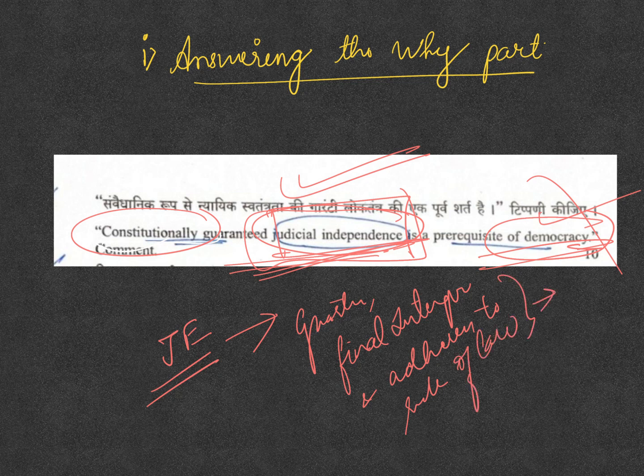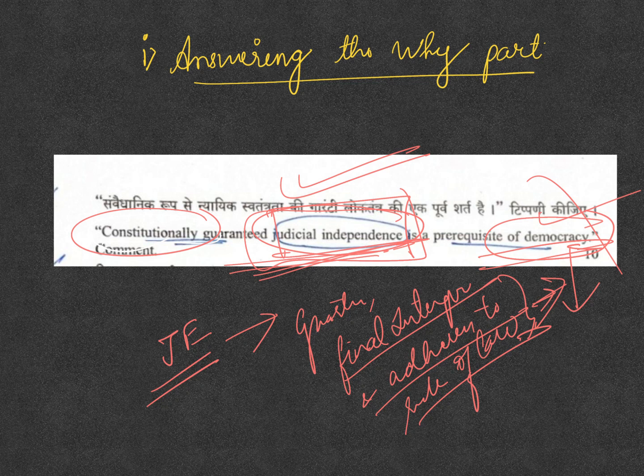It is due to this that judicial independence becomes a foundational requirement for democracy. So this can be your succinct introduction. The judiciary in India is a final interpreter of the constitution and ensures adherence to rule of law, which makes judicial independence a foundational requirement of democracy. This can be your introduction, which very briefly tells the importance of judicial independence to any democratic country, especially India.